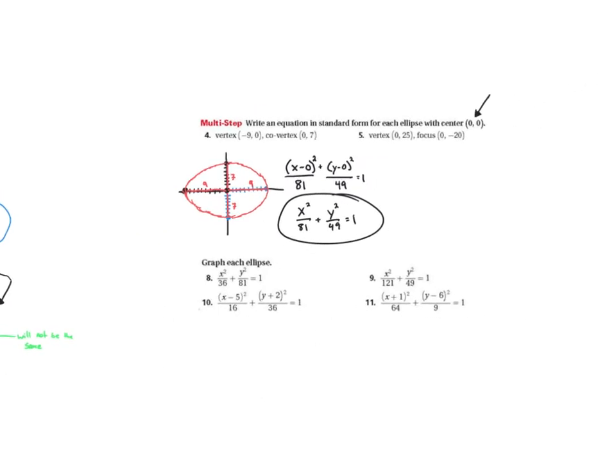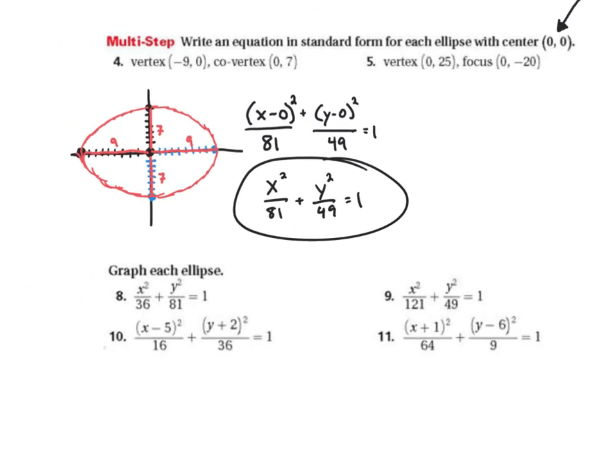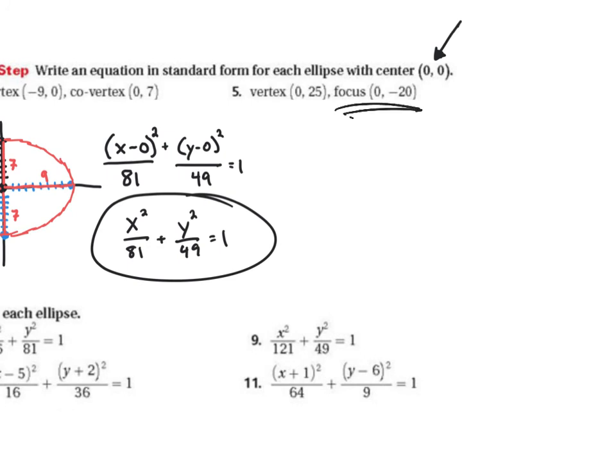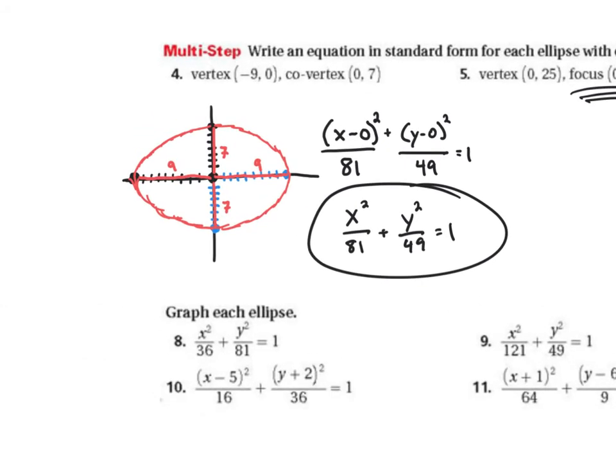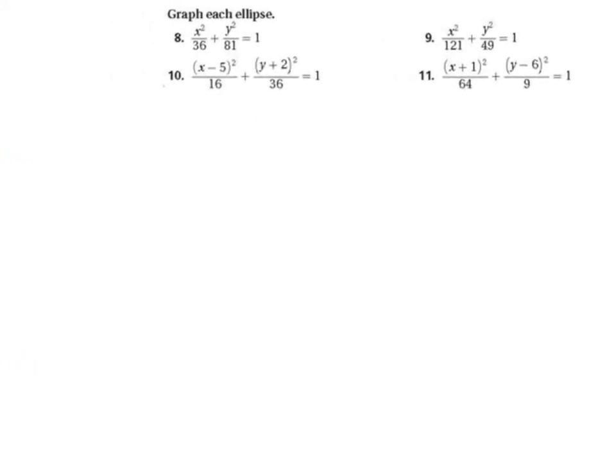Okay, let's try this one right here. Actually, we're not going to try this one because this one has the focus value, and right now, just for the sake of time, we're not going to talk about the focus of an ellipse. I just want you to know how to do this type of ellipse. So let's graph each ellipse here. Let's take these in order. Here we go, number 8. I probably won't do all of them. I'm just going to do a couple of them for you.